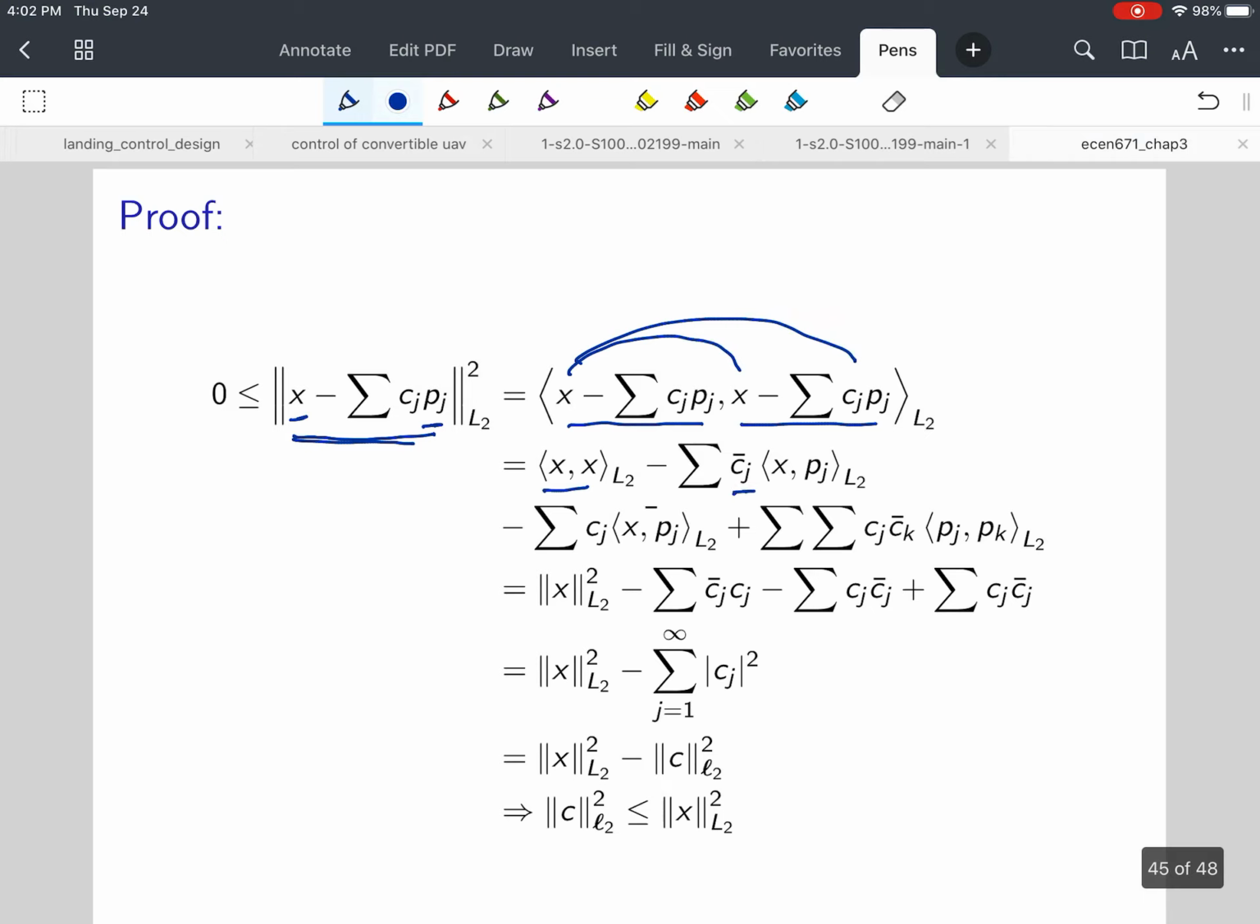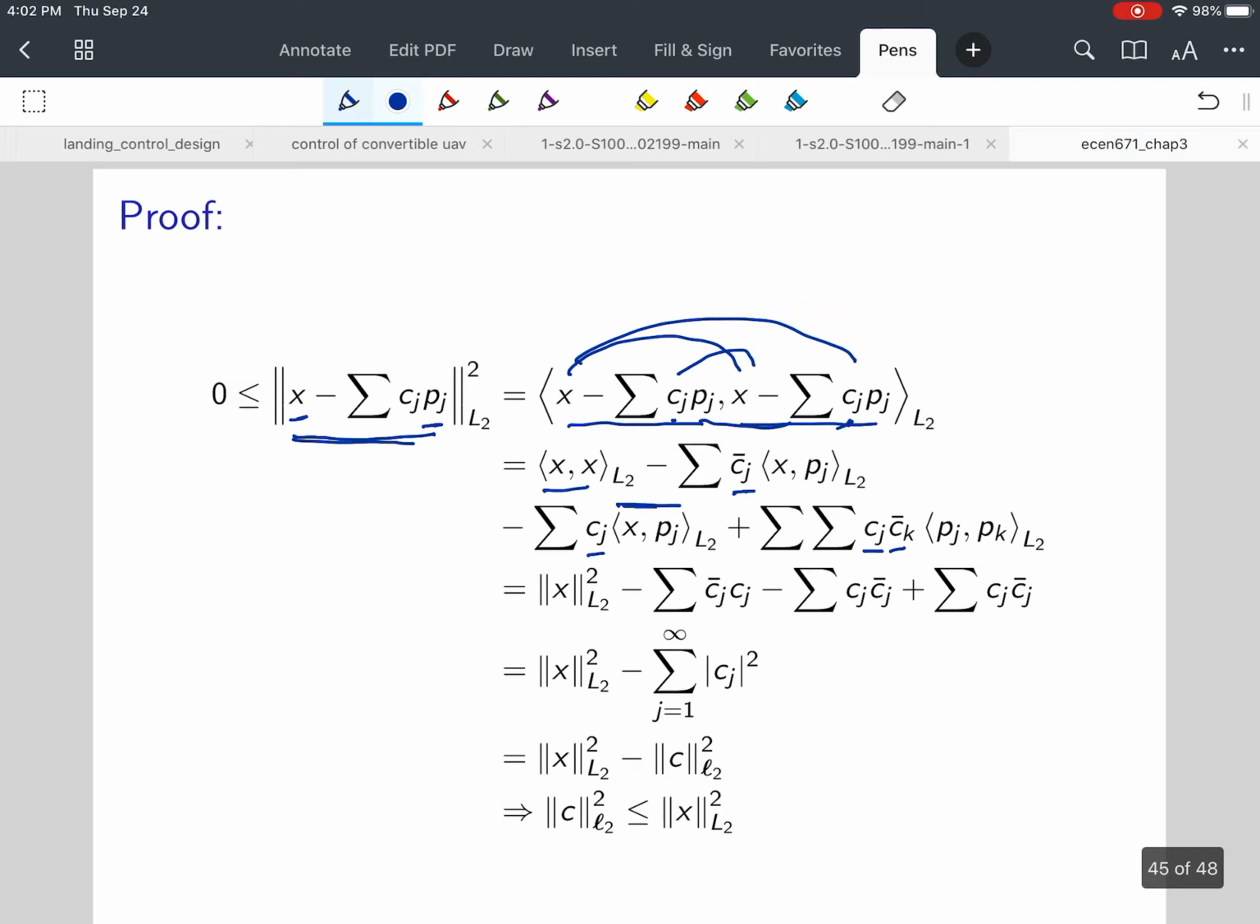That gives us a complex conjugate. And then this term, we'll pull the cj's out, and we have x times pj, but we've reversed the order, so this is all complex conjugate here. And then when we combine these two terms together, we can pull the cj's from the first term and then the ck complex conjugate out, and we'll have pj with pk, and this is all in the L2 inner product.